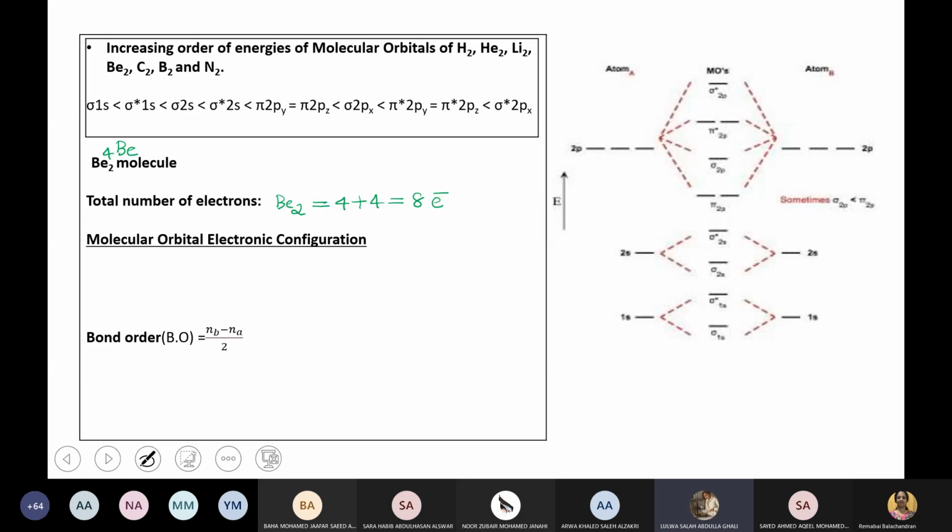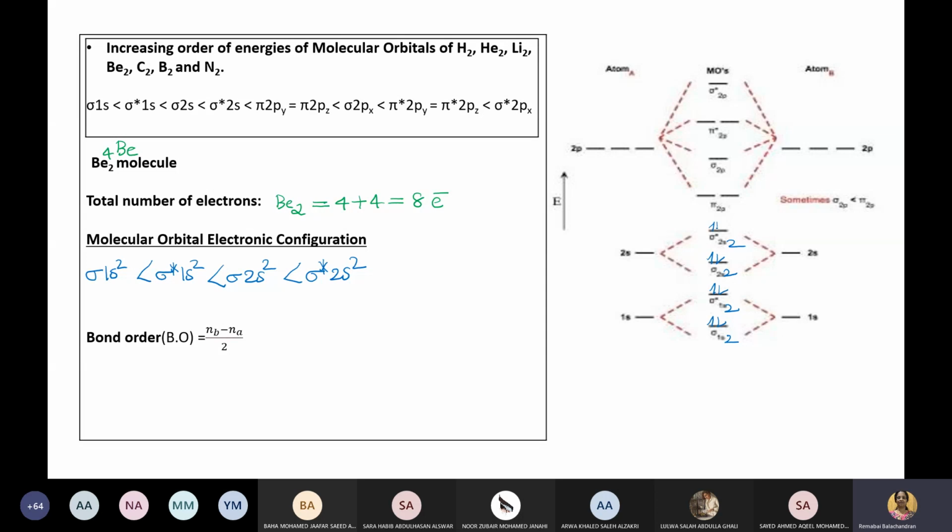σ1s2, less than σ*1s2, less than σ2s2, less than σ*2s2. Okay, that means here 2, here 2, so in this case 2, here it is again 2, everywhere 2.